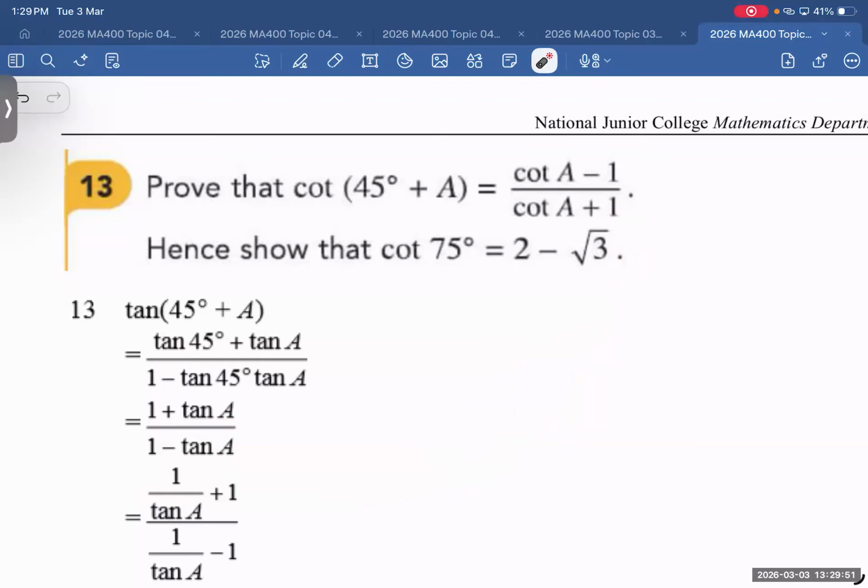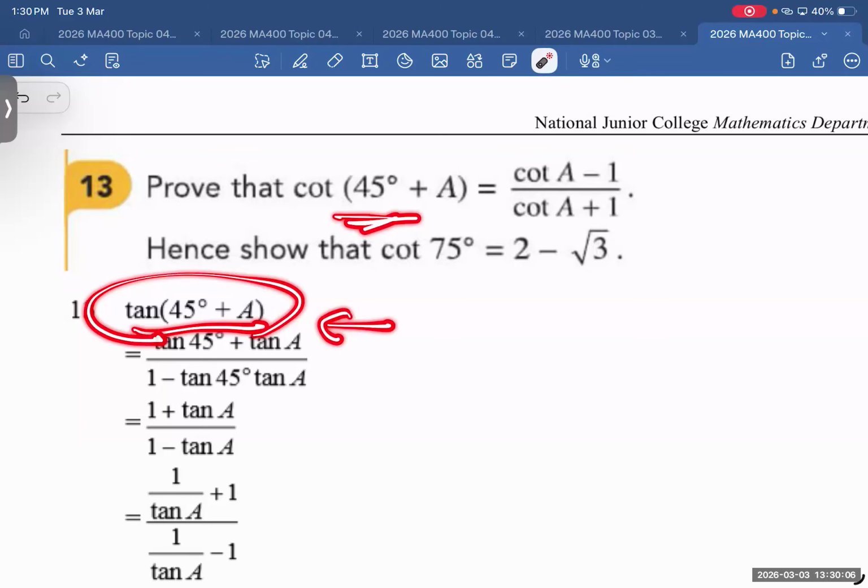What do you mean? Yes, because I'm going to flip later. See, now it's cotangent, and this question is tangent. I'm going to flip later.